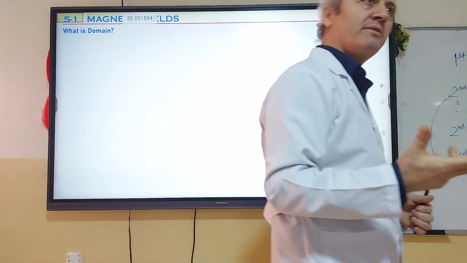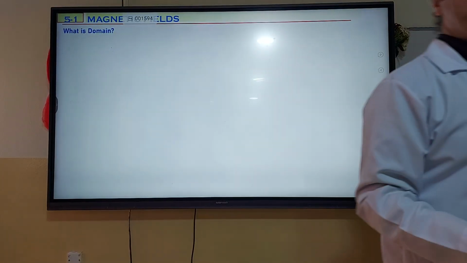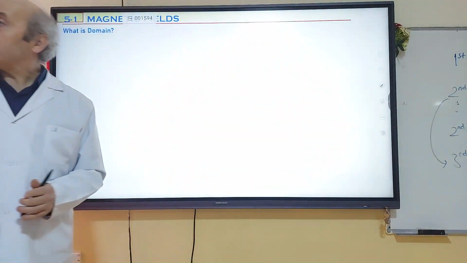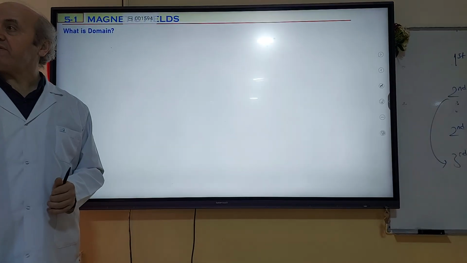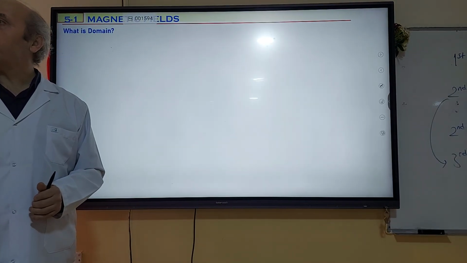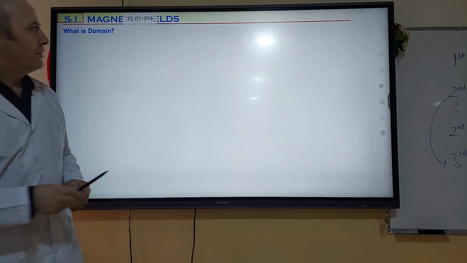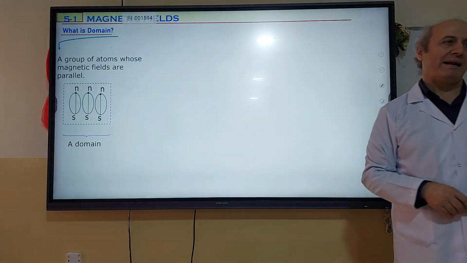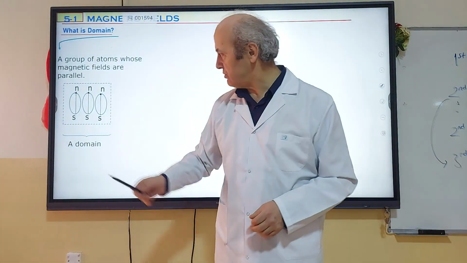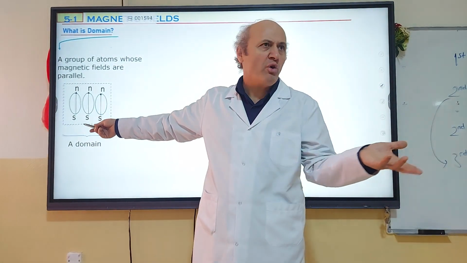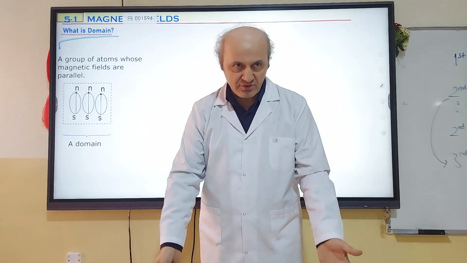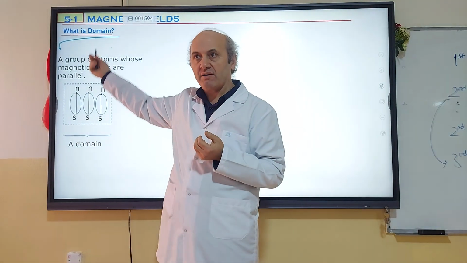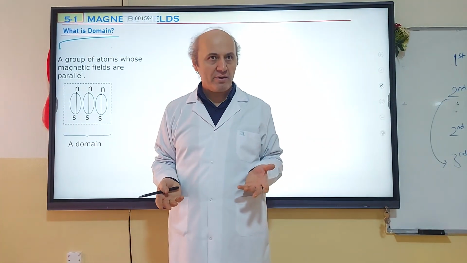Then, domains. Atoms have magnetic fields, but there are billions and billions of atoms inside a substance. When these atoms have a magnetic field in the same direction, they form domains. Domains are a group of atoms whose magnetic fields are parallel, in the same direction. Look at that. This is simple, I just drew it. It's a drawing model. Of course, in the atom you cannot see their directions. But when the atoms have the same directed magnetic fields, they form a domain.